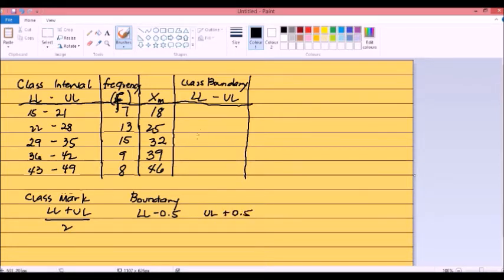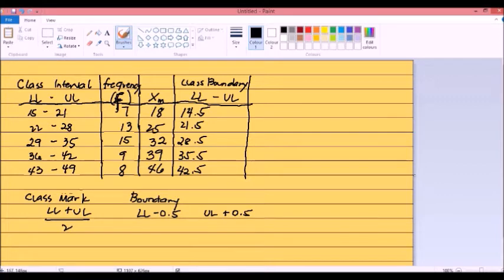So here, 15, our lower limit in the class boundary is 15 minus 0.5, which is 14.5. 22 minus 0.5 is 21.5. 29 minus 0.5 is 28.5. 36 minus 0.5 is 35.5. And 43 minus 0.5 is 42.5. Now for the upper limit, we add 0.5 to the upper limit of the original class interval.